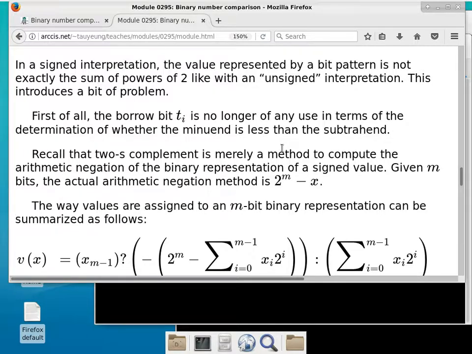Okay, so what is this saying? Remember, X is still a multi-bit binary number. M is the number of bits to that particular multi-bit number. But this time I'm interested in the signed interpretation. What is the signed value, which is V of X, represented by X, which is a multi-bit number? It has M bits. That's the question.